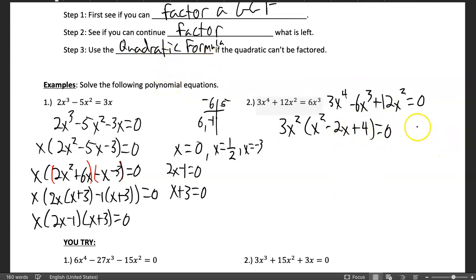Step 2, see if we can continue to factor. Do we have factors of 4 that add up to negative 2? Well, we could try 4 and 1, negative 4 and negative 1, 2 and 2, negative 2 and negative 2. None of those work. So that means we're going to have to use the quadratic formula to do this. For the quadratic formula, we'll get x is equal to negative b plus or minus the square root of b squared minus 4ac.